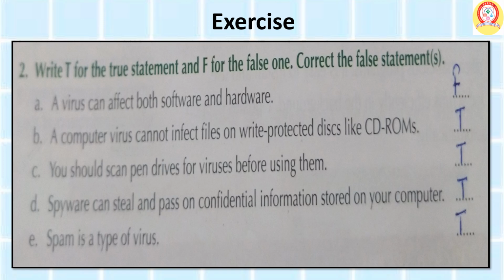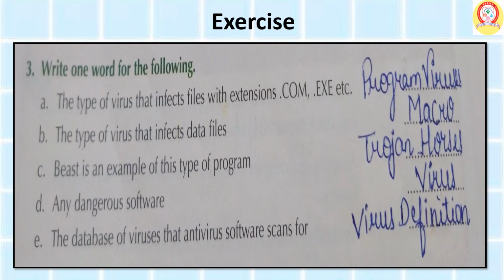True. Now children, let's move to question 3. Question 3. Write one word for the following. A1. The type of virus that infects files with extension .com, .exe, etc. That is program viruses. B1. The type of virus that infects data files, that is macro. Okay, children? Now C1. Beast is an example of this type of program. Trojan horses. Okay, children? D1.